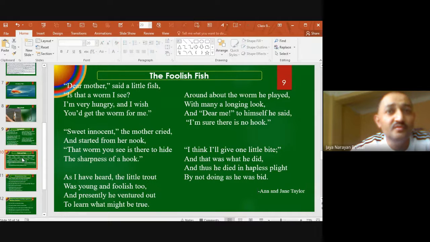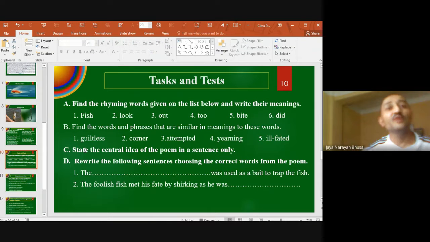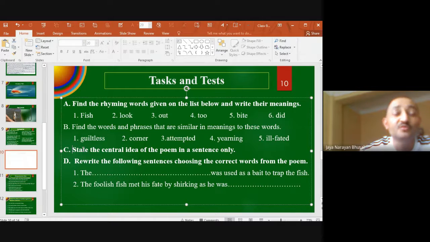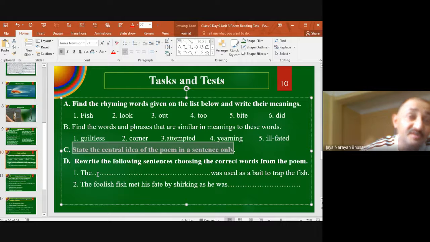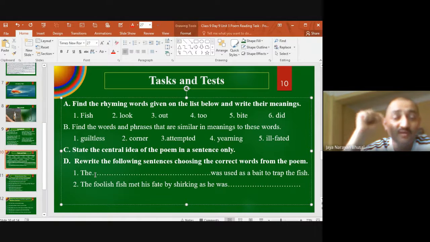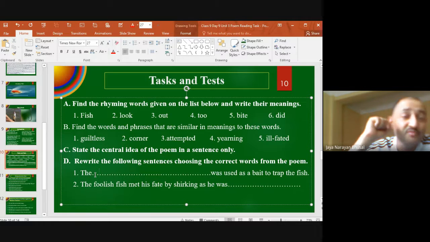Let's go to this one. These things you can do easily. Rhyming words, anyone can do. So we are not wasting much time on this. So state the central idea of the poem in a sentence only. That's the question. What is the central idea? It means the theme, or let's say the message that the poet wants to put across. What is that?